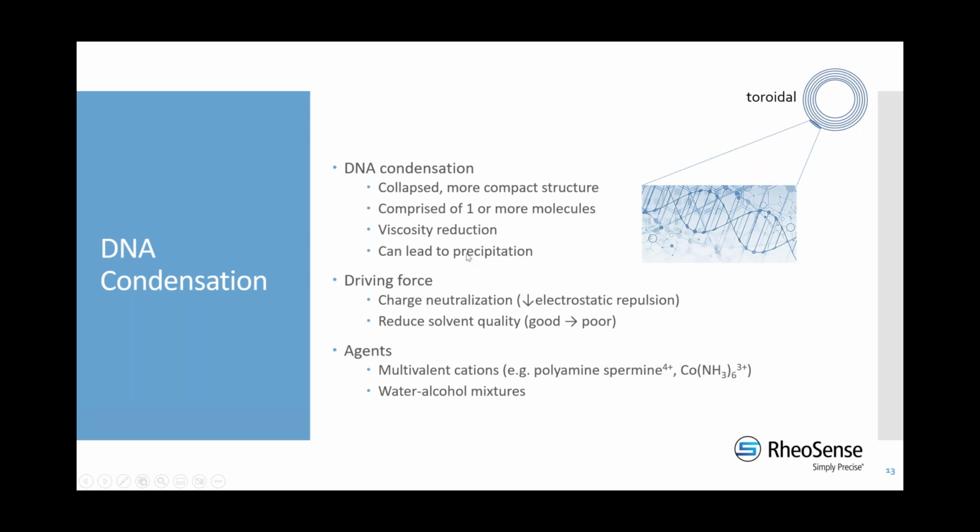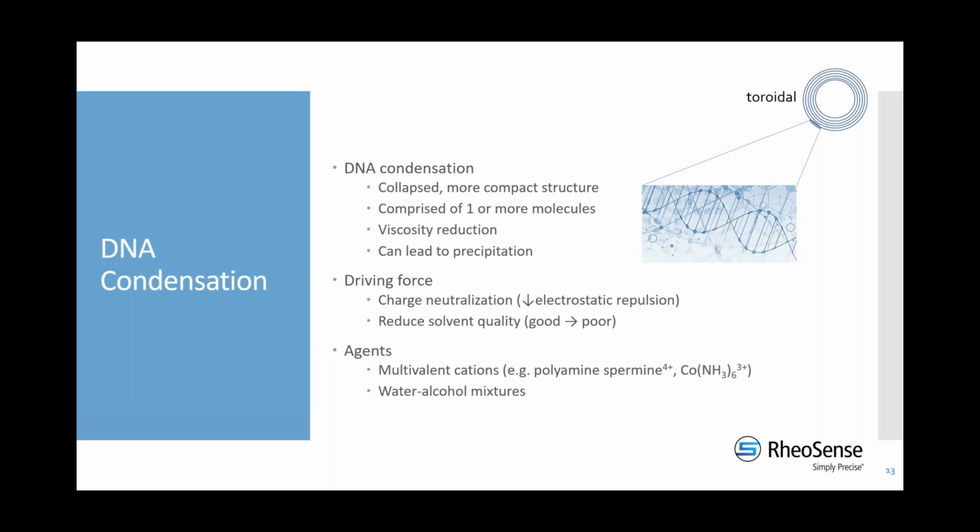One common structure that is formed in the presence of condensing agents is the toroidal shape that you can see here. And now if you zoom in on these basically concentric rings, you see that you maintain the double helix, but now it wraps around itself.